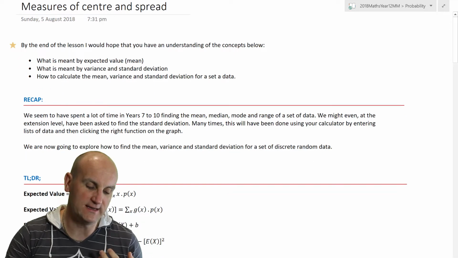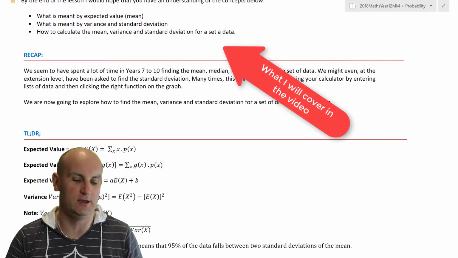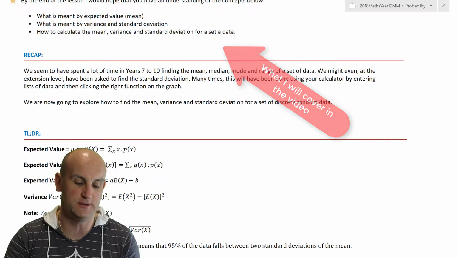It's not that type of spread, it's about how spread out the data is. But by the end of this video, we're going to be looking at the expected value, what it means, variance and standard deviation.